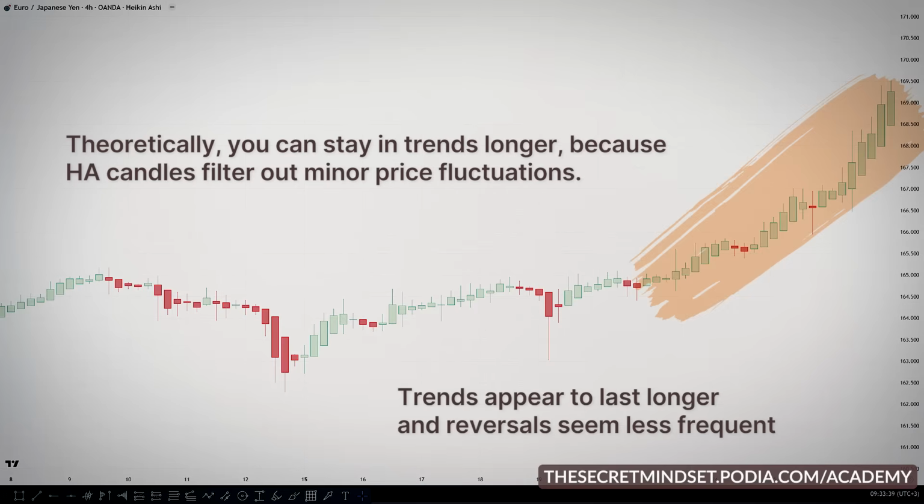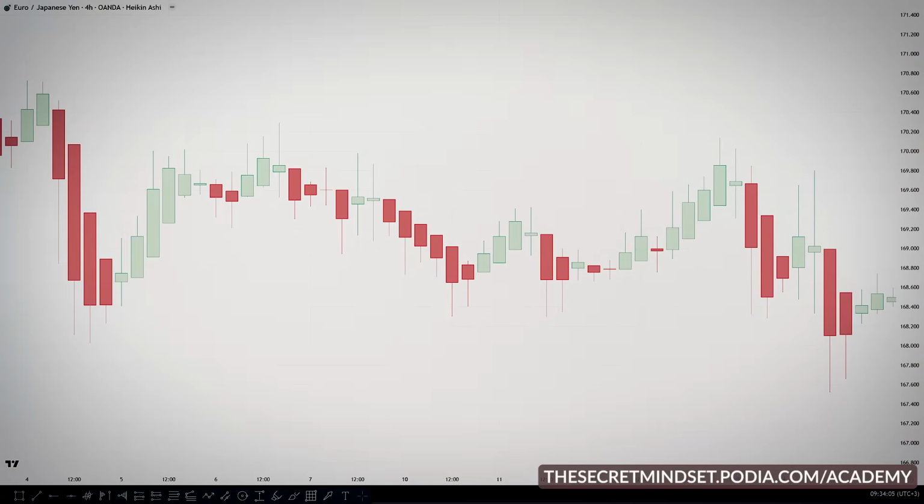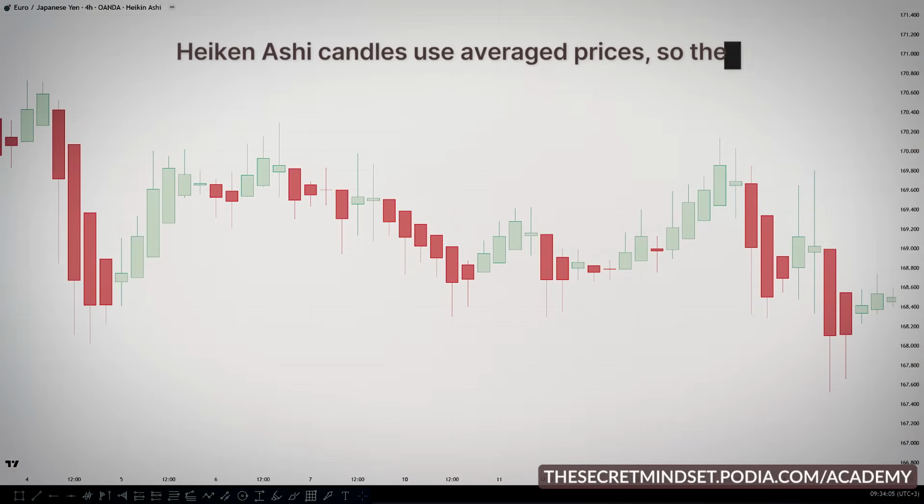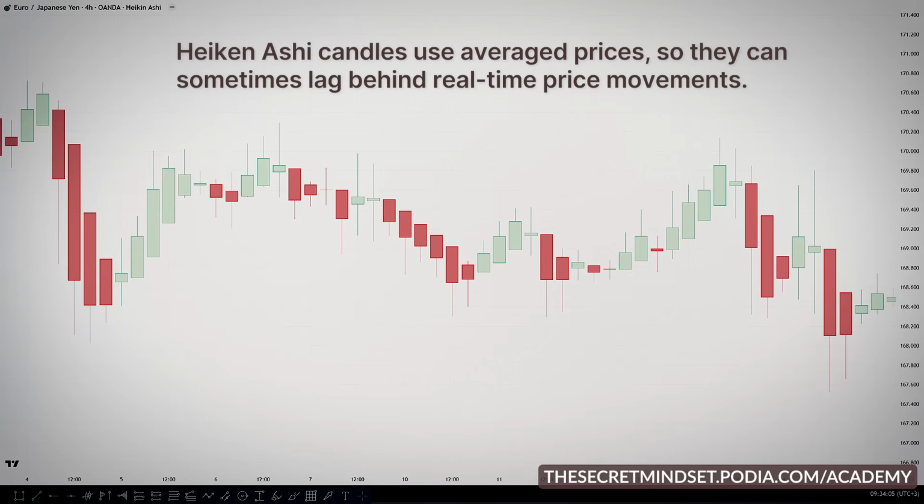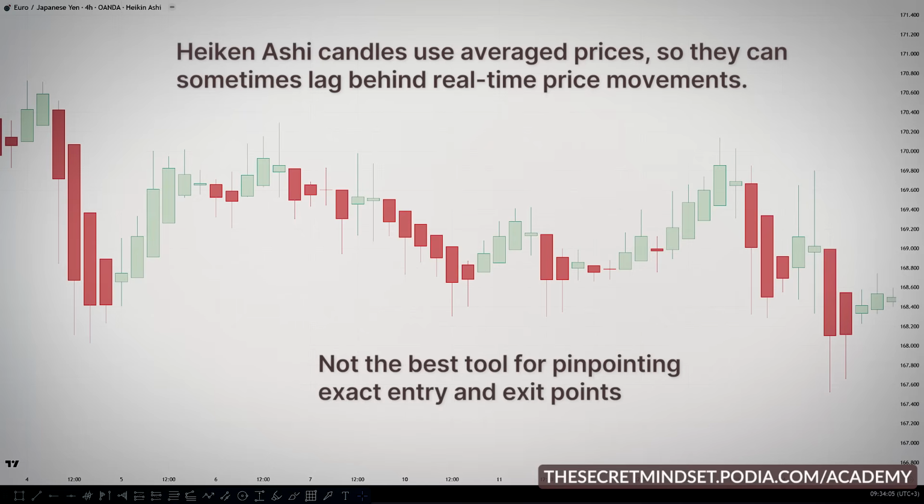When using these candles, you might notice that trends appear to last longer and reversals seem less frequent compared to traditional candlestick charts. Now, Heikin Ashi candles aren't perfect. Because they use averaged prices, they can sometimes lag behind real-time price movements. This means that while they are great for finding trends, they might not be the best tool for pinpointing exact entry and exit points for trades.